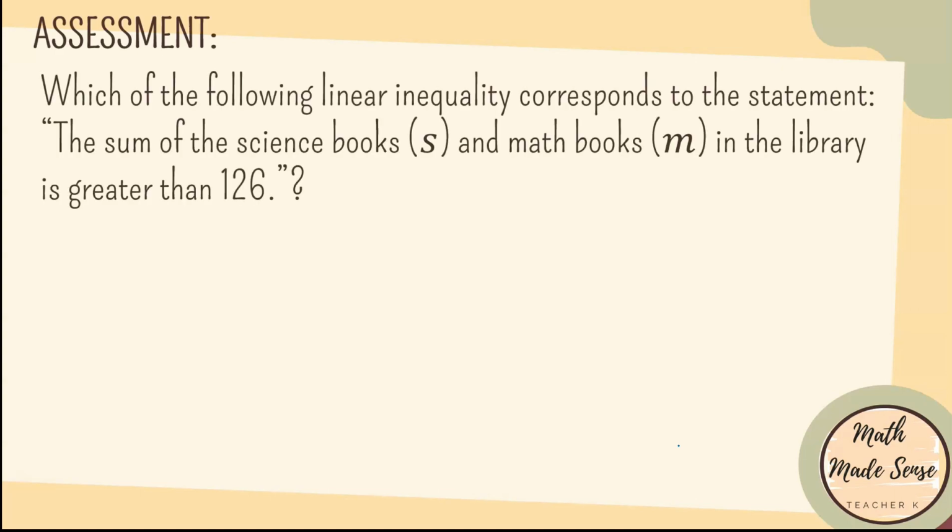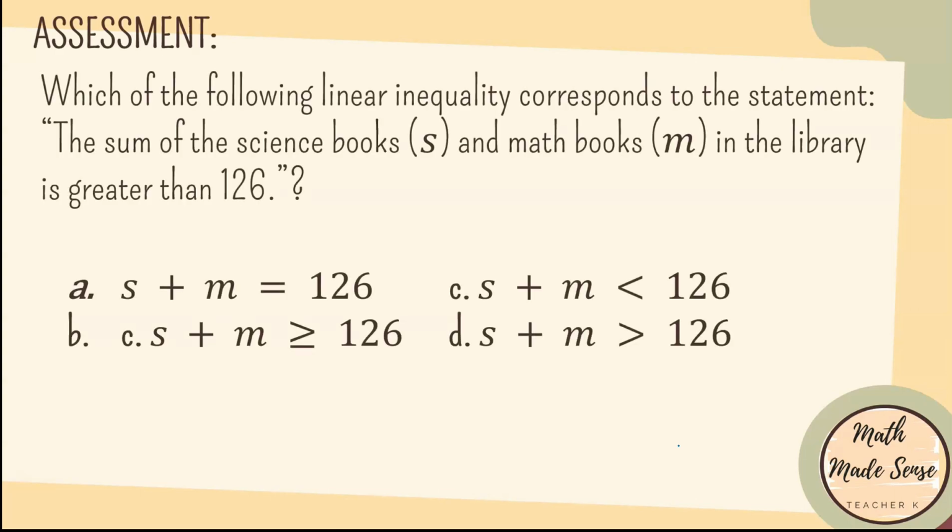Let's have an assessment. Which of the following linear inequalities corresponds to the statement, the sum of the science books S and math books M in the library is greater than 126? The correct answer is letter D. S plus M is greater than or equal to 126.